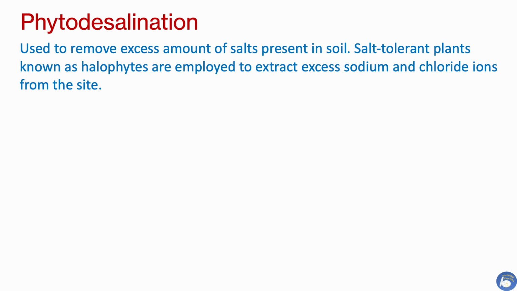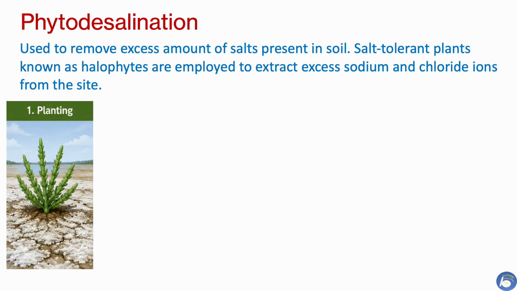There is another mechanism known as phytodesalination. It is a less common form of phytoremediation. When there is too much salt present in soil, this method is used. Salt-tolerant plants known as halophytes are employed to extract excess sodium and chloride ions from the site. How does it work? First, halophytes are planted where excess salt is present. It can be water or soil.